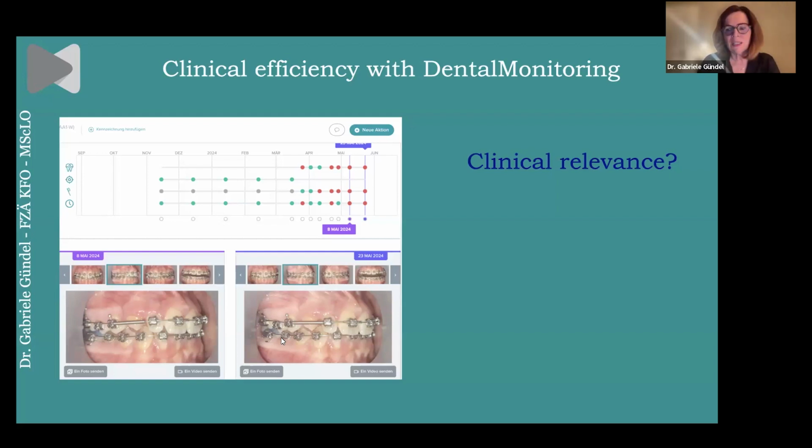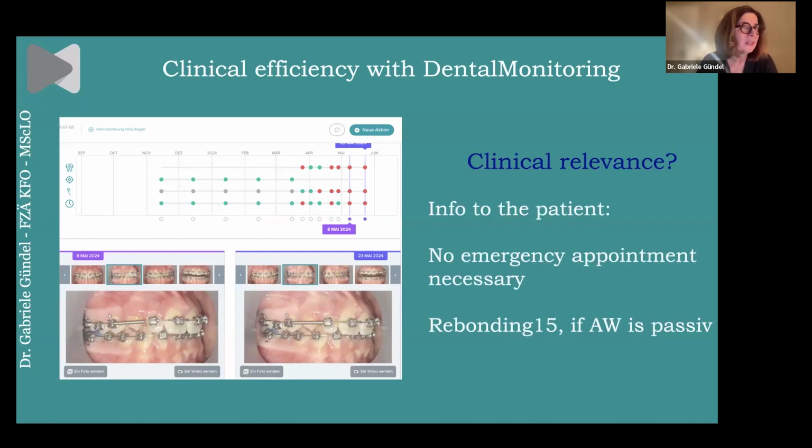And if the patient has no pain, the clinical relevance is that the patient does not have to come. We should not make a free chair for him. We just give him the information. We write to him per WhatsApp. No emergency appointment is necessary. We will rebond this bracket. If the arch wire is passive, don't worry about that. Everything is fine.